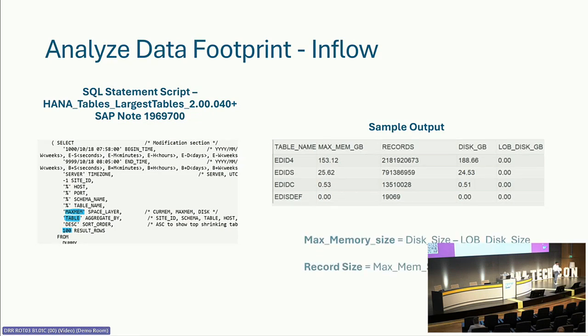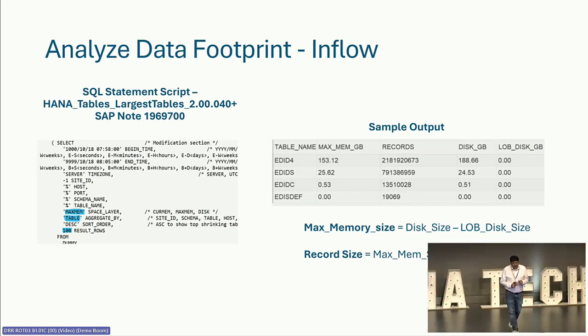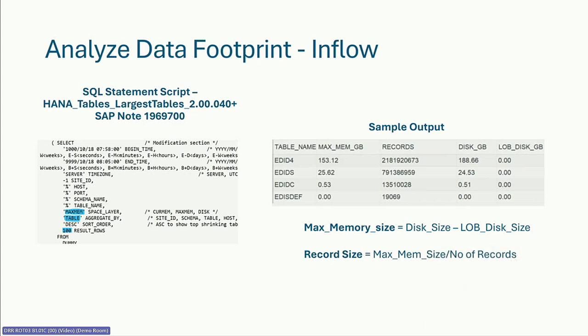Now, the catch point to understand the inflow impact on the memory is you should focus on the maximum estimated memory. Every table will have this maximum estimated memory auto-calculated by HANA, and it is visible here in this output. However, sometimes it could miscalculate. So the safe route is to discount the LOB disk portion out of the overall disk size, and that makes up your maximum estimated memory.